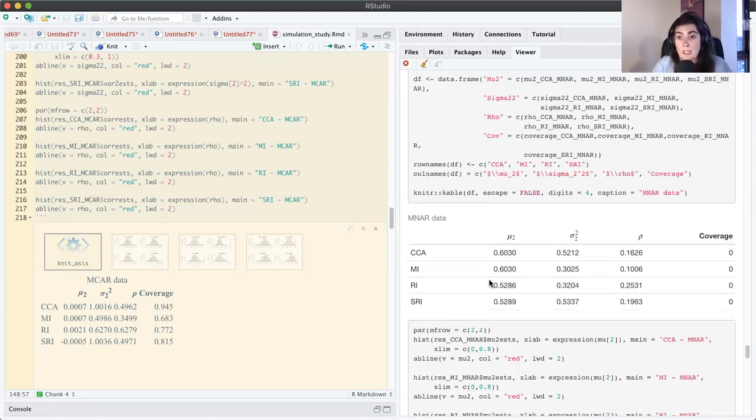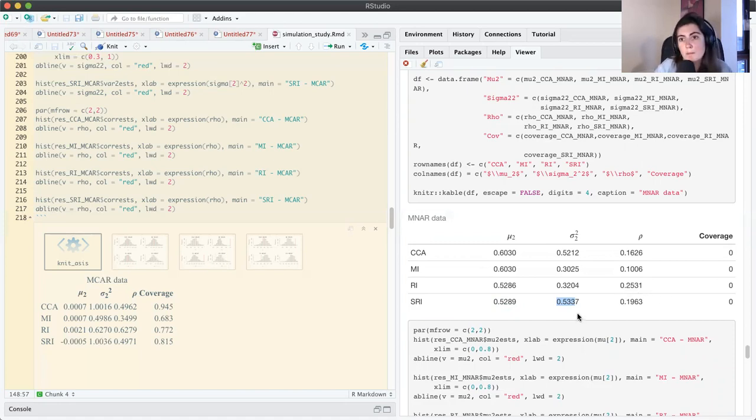Now, we already expect that complete case analysis, mean imputation and regression imputation, there are no miracles. They were not good with missing at random, so they will not be good here with missing not at random. But look at stochastic regression imputation. The true value is 0.52, the variance is 1.53, and the correlation 0.2, and all the coverages are 0. So none of the intervals for the mean contain the true value, right? So missing not at random is hard to handle.